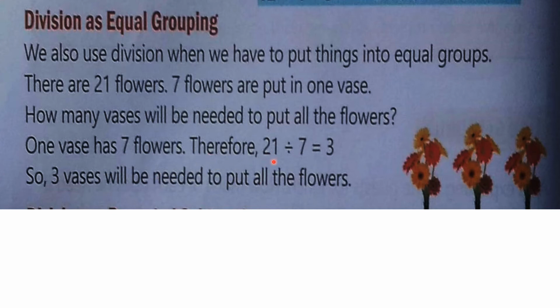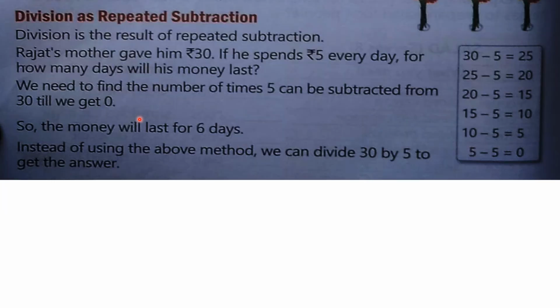Okay. So 21 divided by 7 is equal to 3. So 3 vases will be needed to put all the flowers. So I'll get the answer by equal grouping. So 7 flowers here, 7 flowers here, and 7 flowers here. So total 21 flowers are there. Got it? Okay. Next, division as repeated subtraction.